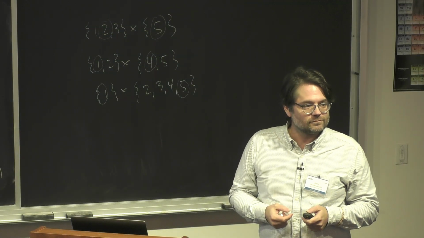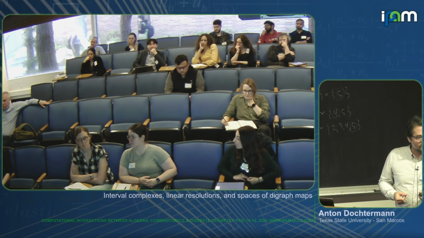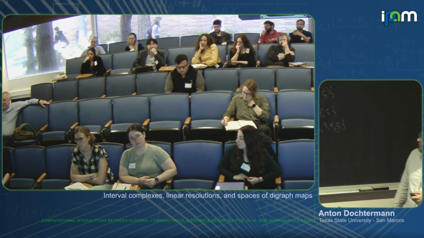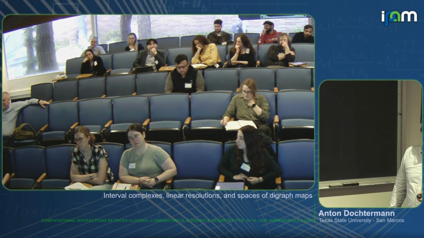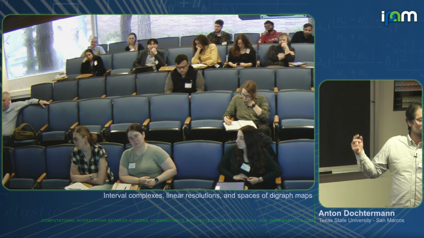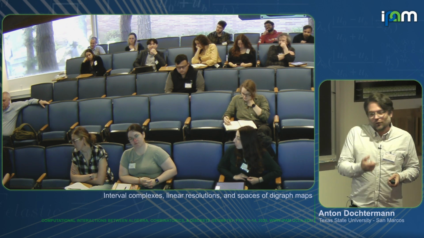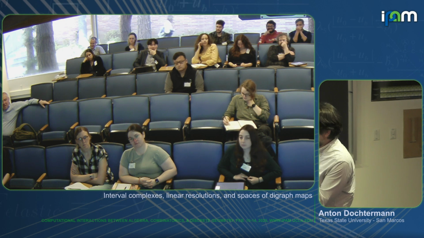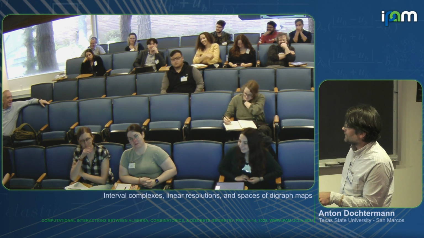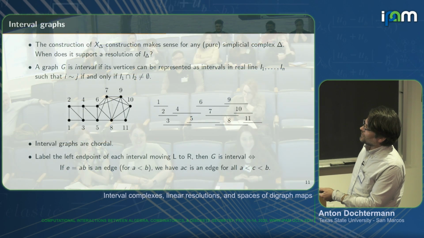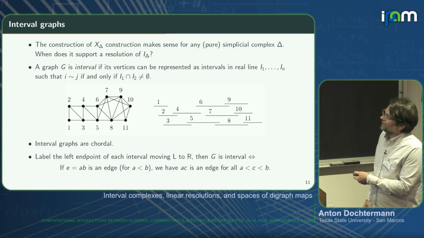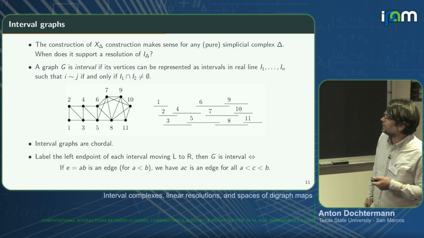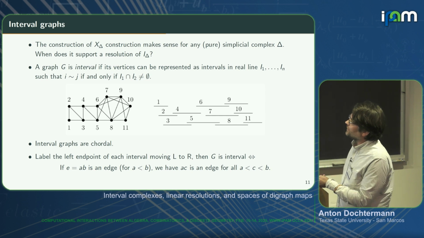It's astonishing you got away with such a severe order. Can you say why? Well, I'm just finding a complex right now. This is just a construction, right? But it works. That's amazing. Hopefully that works, yeah, that's where we're going here. So this construction makes sense for any pure simplicial complex, but when does it work? Okay, so here's when it works.